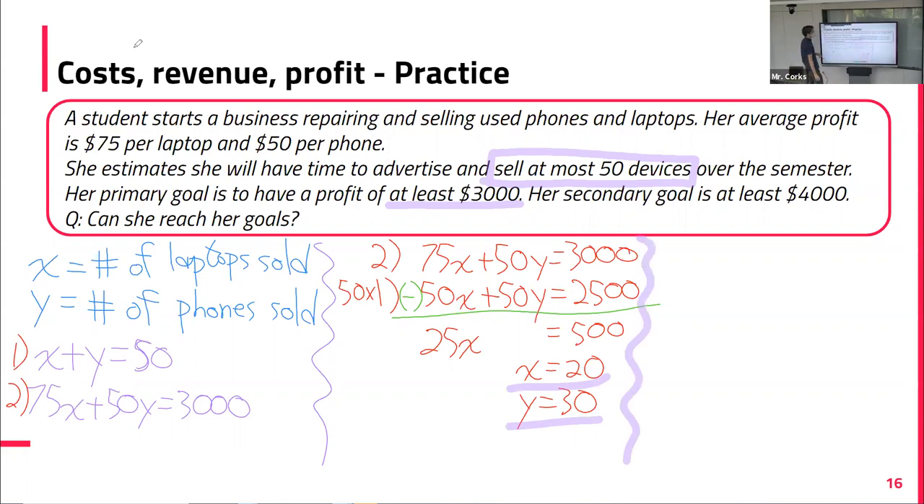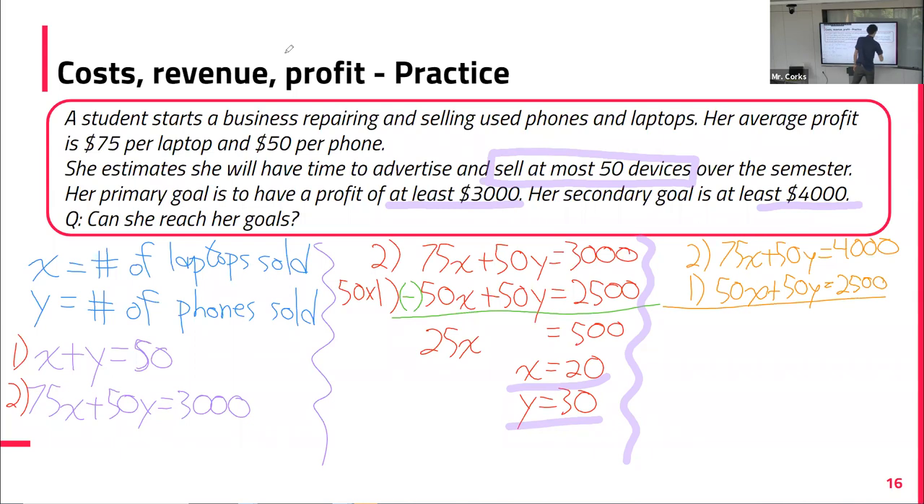Let's do this again for the second goal of 4,000 profit. I'll just jump straight to this step here. I'll write this out. So 75x plus 50y, but this will be equal to 4,000. Equation one is still 50x plus 50y equals 2,500. We're subtracting, still 25x over here, but now on the right we'll have 1,500. So what is our x value? 60. And then what would our y value have to be? Negative 10. That's impossible. y would be equal to negative 10.